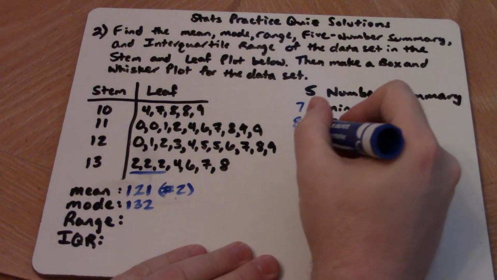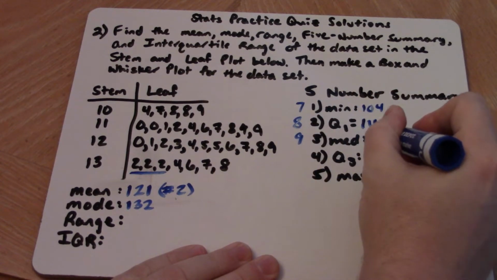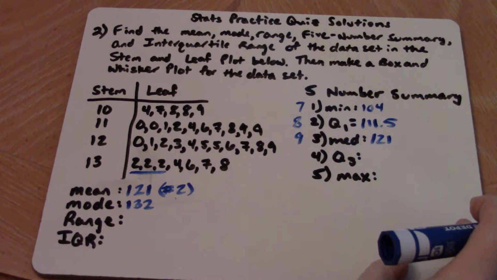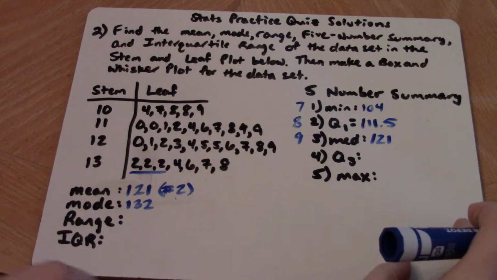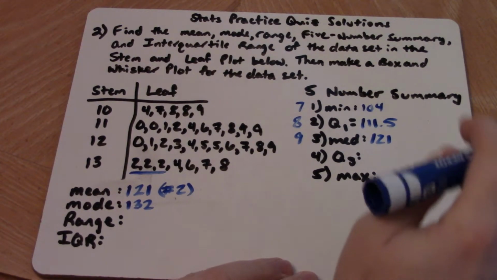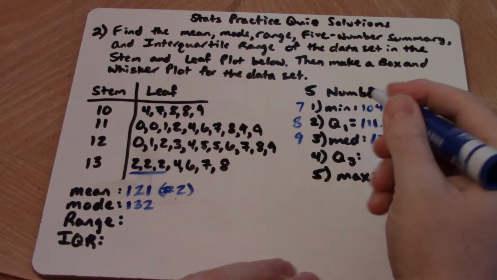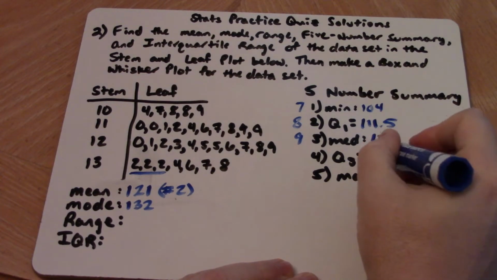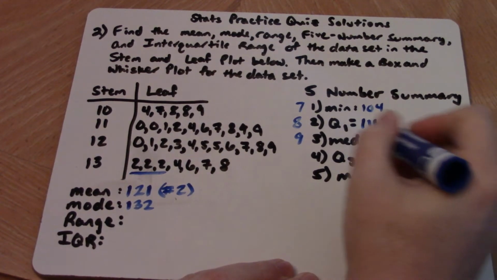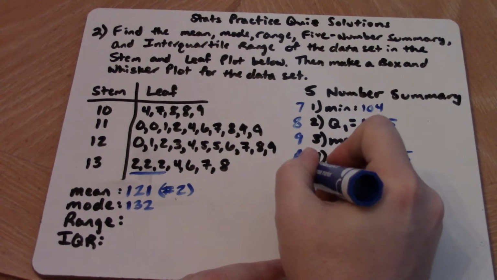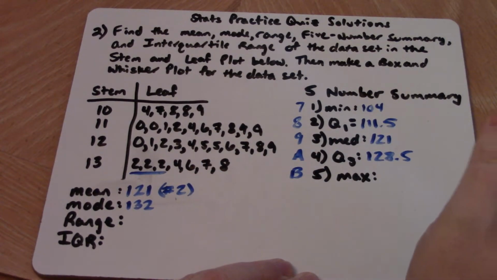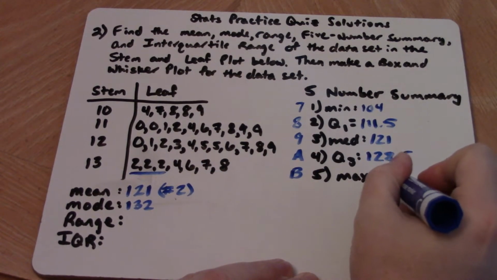It is listed as being the number 121. The upper quartile is listed as A. It is listed with a value of 128.5. And the maximum is listed as the letter B. That is listed as 138.